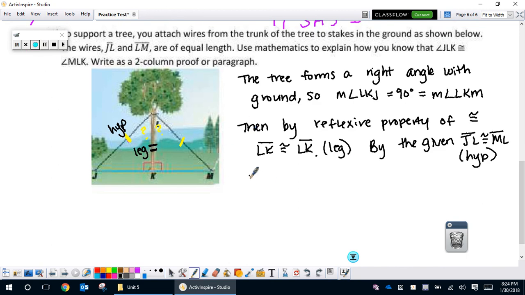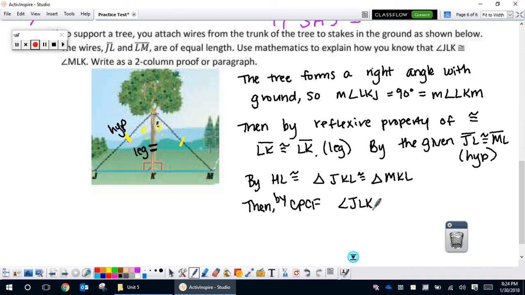So then, by HL congruence, triangle JKL is congruent to triangle MKL. And then, by CPCTC, we know that angle JLK must be congruent to angle MLK because they are corresponding parts of congruent figures. Okay? So notice it says you can write a paragraph proof or a two-column proof. This would be a paragraph proof.